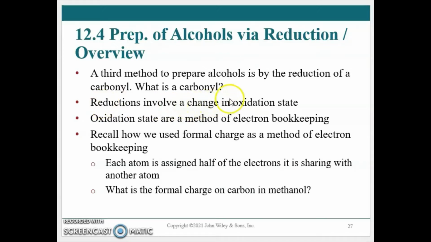Now, reductions involve a change in oxidation state. In general chemistry, we learned about oxidation and reduction. When you learned oxidation and reduction, you maybe learned OIL RIG as a mnemonic. Oxidation is loss of electrons. Reduction is gain of electrons, and it's actually a reduction in positive charge. So gaining an electron reduces the positive charge, so it's called a reduction.